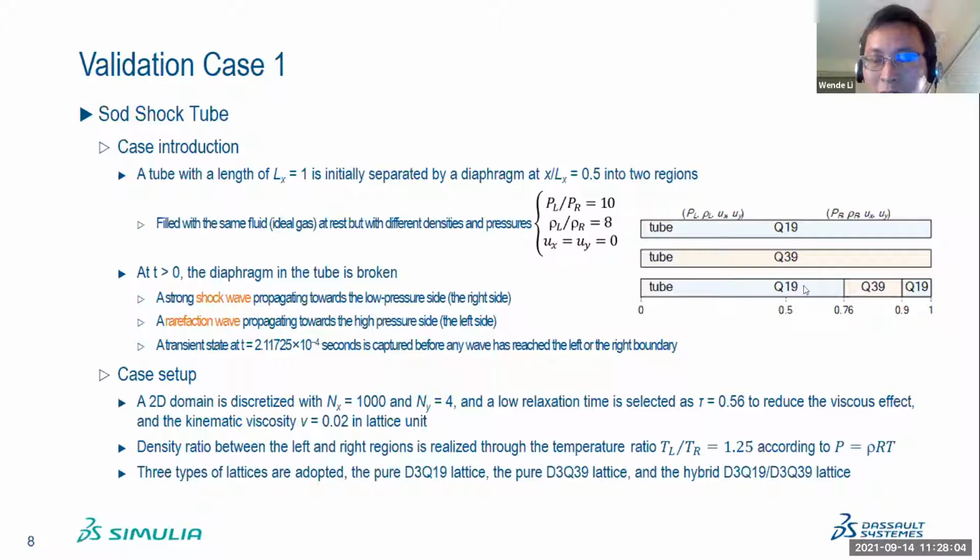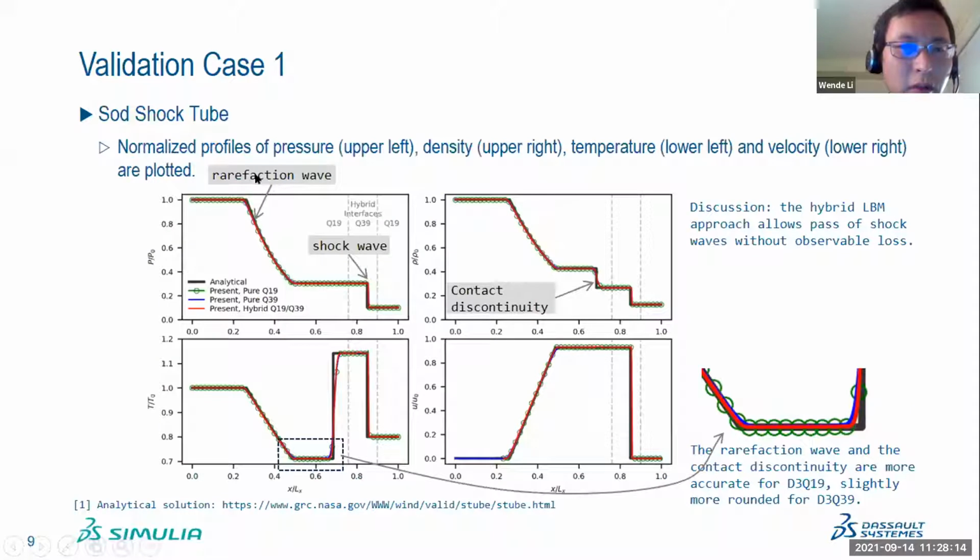So we will see if there is any loss after the shock wave transits through this interface. And this is the result for the normalized profiles. This is from the pressure. We can see the rarefaction wave will propagate to the left, and the shock wave to the right. This is a hybrid interface.